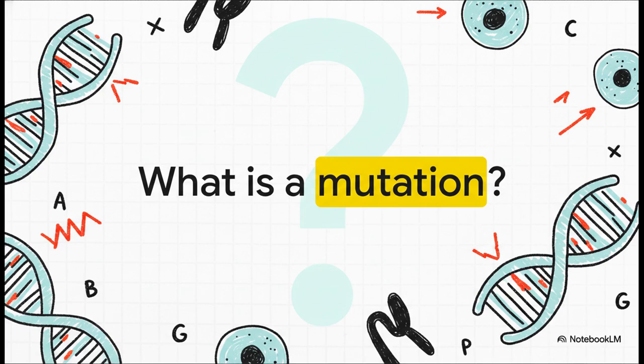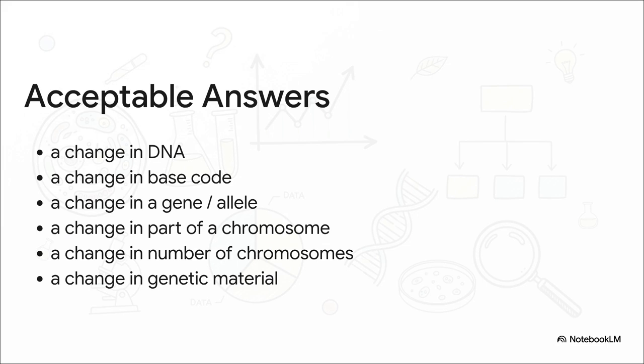Before I flash up the answers, just take a second. How would you define it? What's the first thing that comes to mind? And check this out. These are all the possible correct answers, straight from the official AQA mark scheme. Do you see the pattern here? Whether you say it's a change in the DNA, a gene, an allele, or even the number of chromosomes, the core idea is always some kind of change to the genetic material. Any one of these gets you the mark.